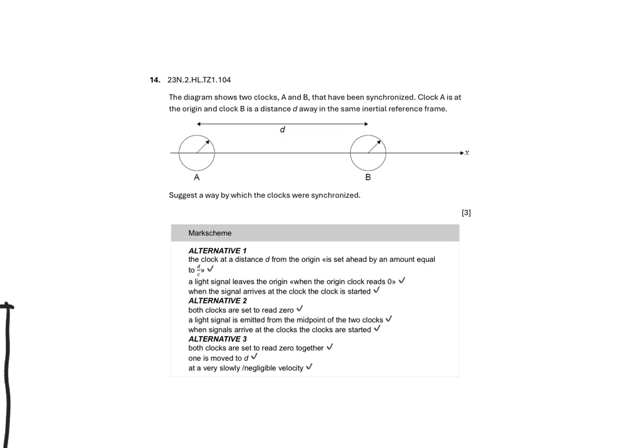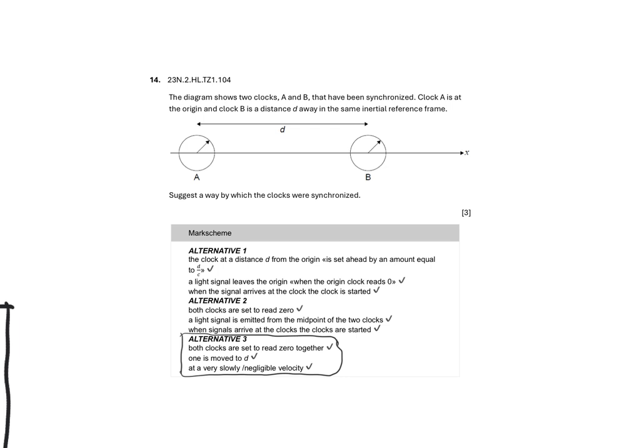So 14 is an interesting question. It says there are two clocks a distance d apart and they've been synchronized. A is at the origin and B is some distance away in the same inertial reference frame. It says suggest a way by which the clocks were synchronized. I was thinking the way you would synchronize a clock is that you set them to the same time and move one, but at a very slow speed, so that there are negligible relativistic effects. And actually, that is one of the choices. I mentioned that in class, but that's one of the things you can do.